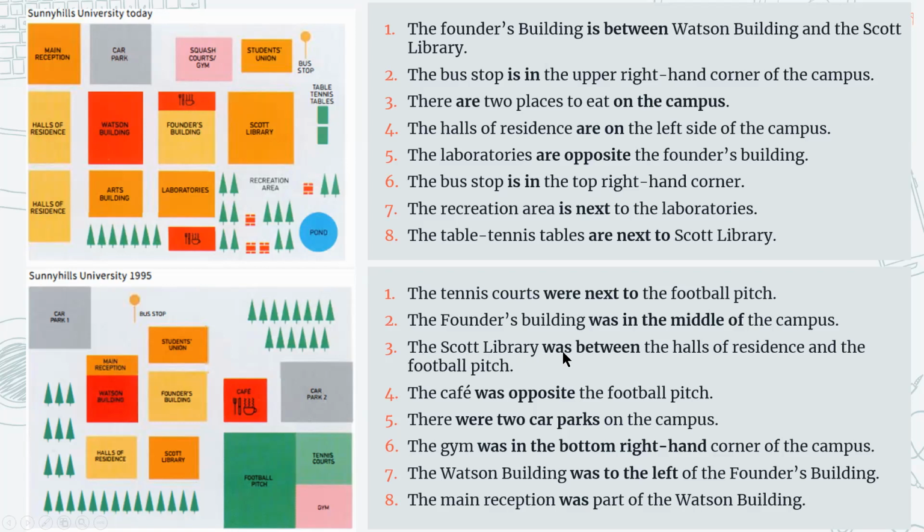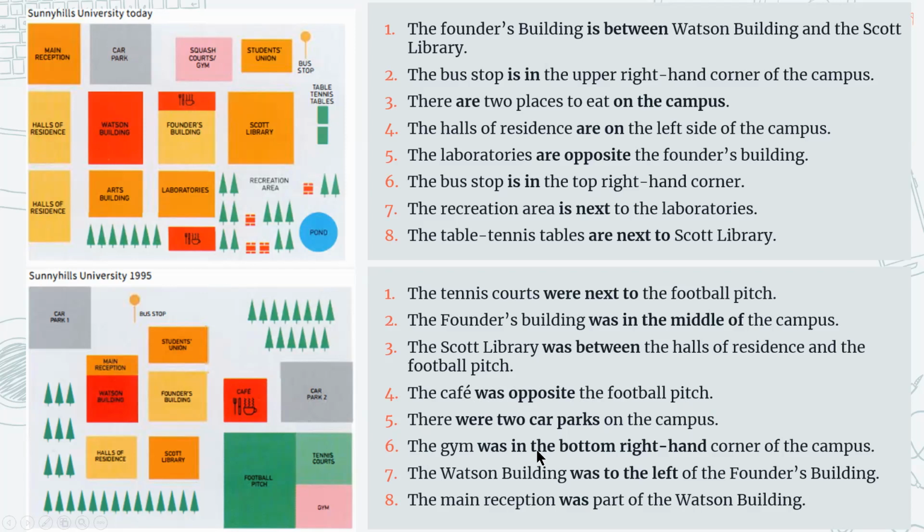The Scott Library was between the halls of residence and the football pitch. Okay, this is the Scott Library. It's between halls of residence and the football pitch. Okay. The cafe was opposite the football pitch. Okay, that's the cafe. There were 2 car parks on the campus, one and two, but now we have just one. Okay, so something else replaced the car park too.